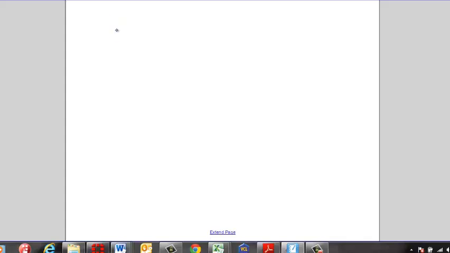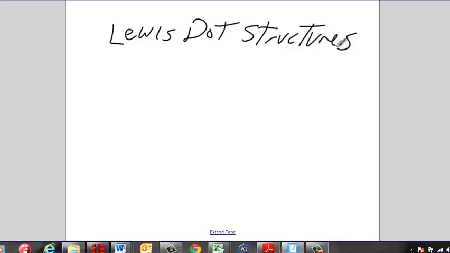We're going to draw what they call Lewis dot structures. And we're going to stick with covalent Lewis dot structures, okay? So we're going to talk about covalent bonding here strictly. The first thing we need to do is count all the valence electrons.